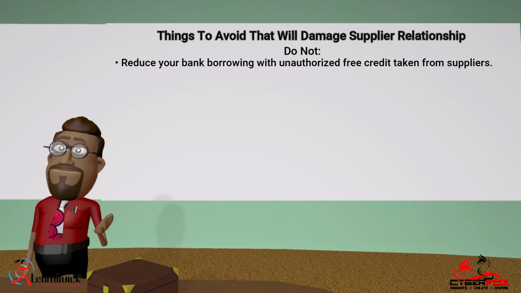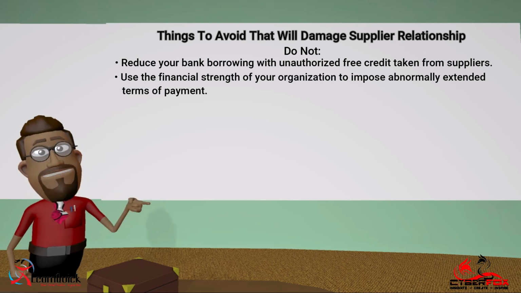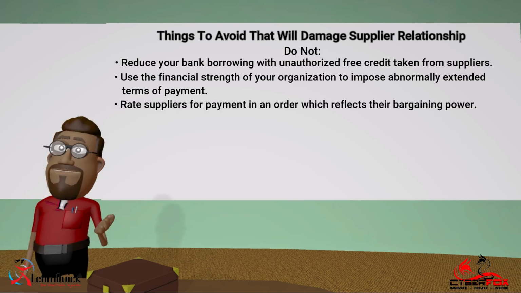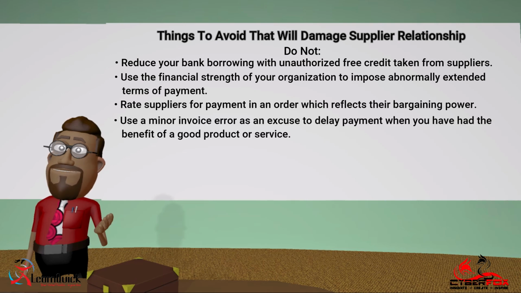Do not reduce your bank borrowing with unauthorized free credit taken from suppliers. Do not use the financial strength of your organization to impose abnormally extended terms of payment. Do not rate suppliers for payment in an order which reflects their bargaining power.